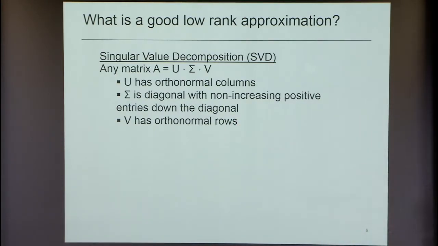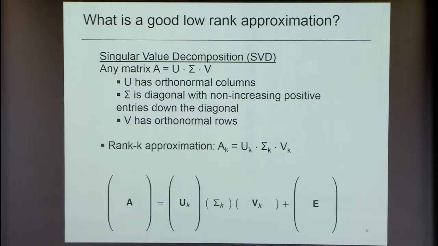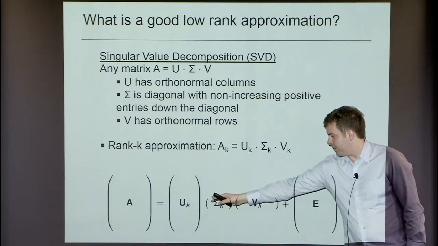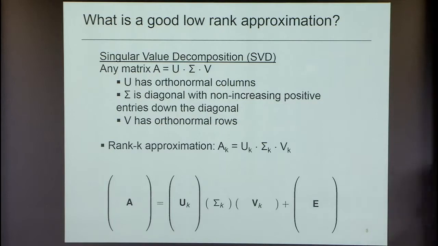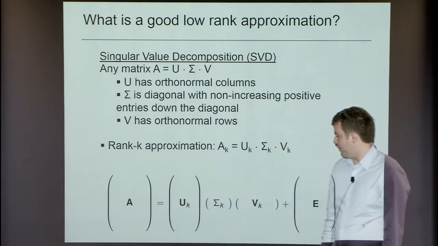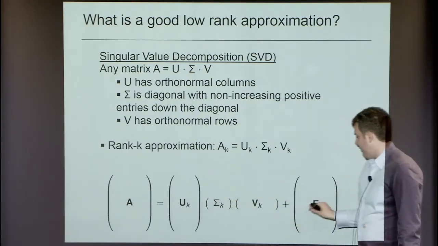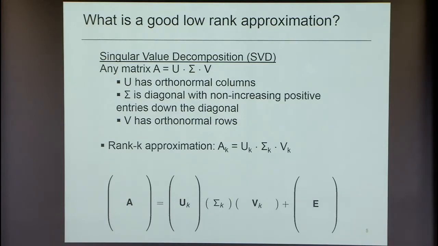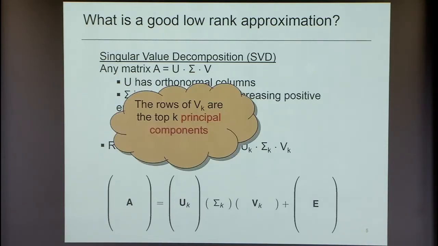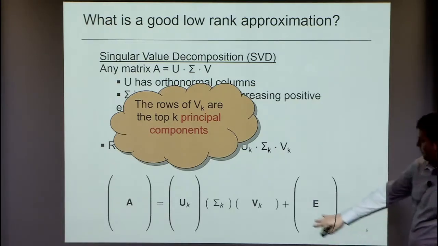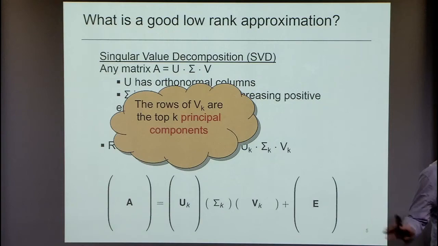Okay. So one way of getting a low rank approximation, say a rank K approximation, is just to truncate this diagonal matrix sigma. I take the top K entries of sigma, I leave them alone, and I zero out the remaining entries. This corresponds to selecting the K leftmost vectors of U and the K uppermost vectors of V. That's a rank K matrix. And so I approximate A by this, and I get some error matrix here. By the way, the rows of V_K here are called the top K principal components.